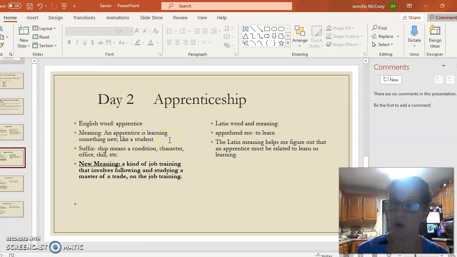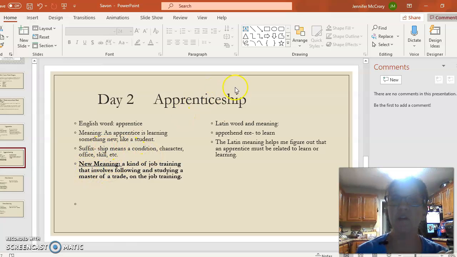You, for example. Now, we look over here at the Latin word and meaning. Apprehendere. I'm not the Latin expert, but I do believe it is to learn. Okay, and the Latin meaning is going to help me to figure out that an apprentice must be related to learn or something to do with learning. Okay, so then I have to break and decode my word a little bit further.